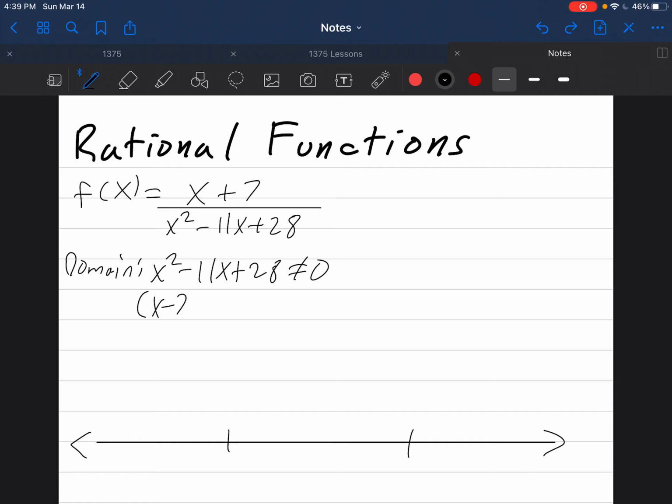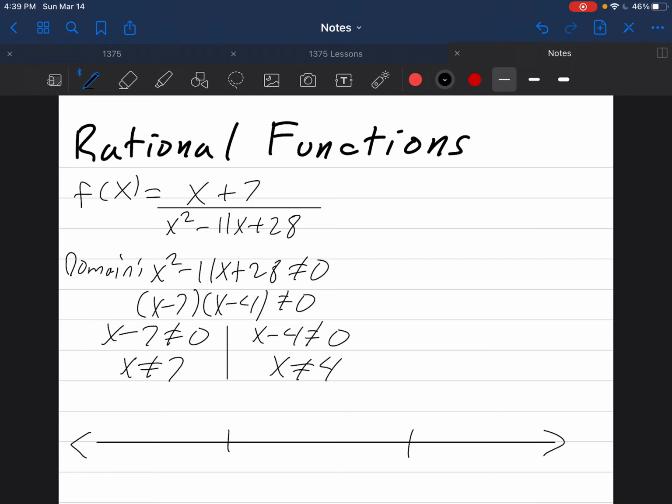x minus 7, x minus 4 is not equal to 0. We can use the zero product rule to get two values: x minus 7 not equal to 0, and x minus 4 not equal to 0. So x cannot equal 7, x cannot equal 4 after we solve for those two equations.